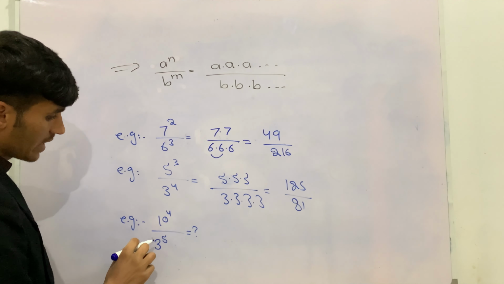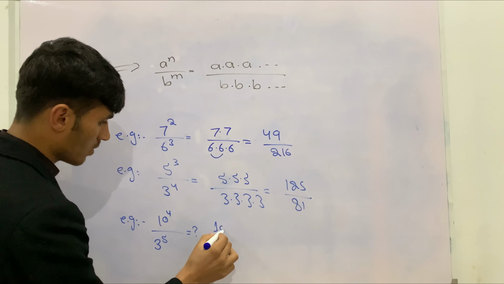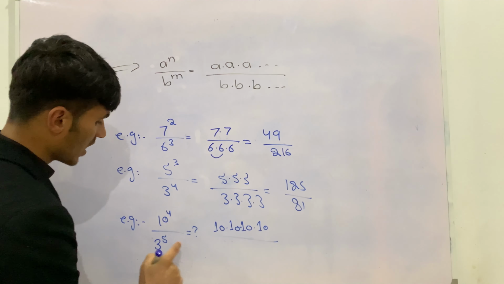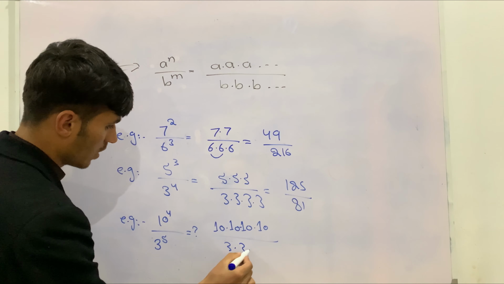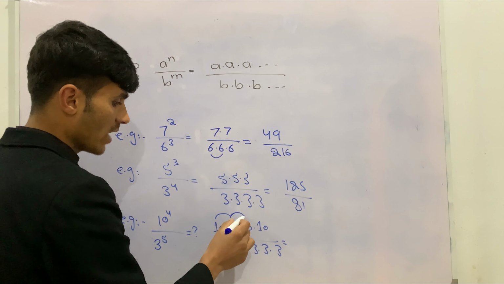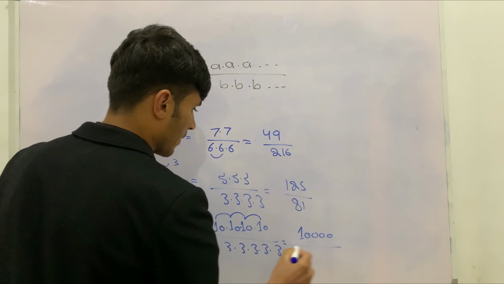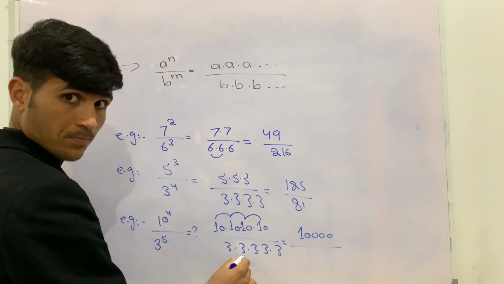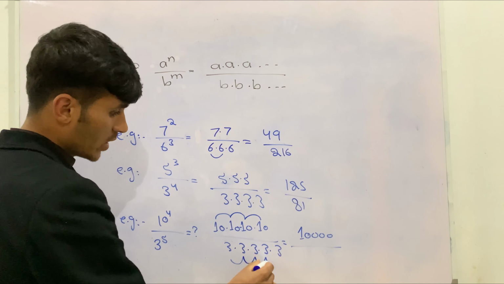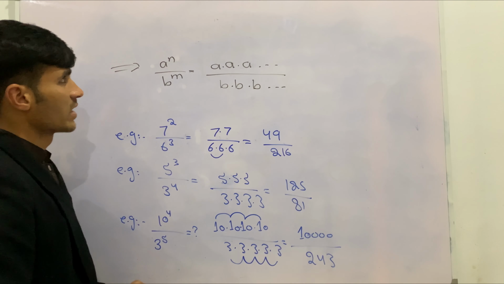Look at the next, probably the last one, okay? 10 into 10 into 10 into 10, divided by 3 into 3 into 3 into 3 into 3. 10 into 10, 100. 100 into 10, 1,000. 1,000 into 10, 10,000. Then 3 into 3, 9, 27, 81, 243. I hope you got it, okay? This was the next law.